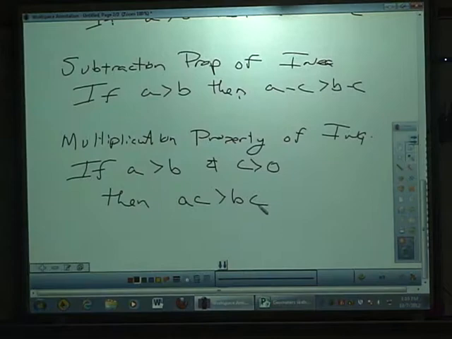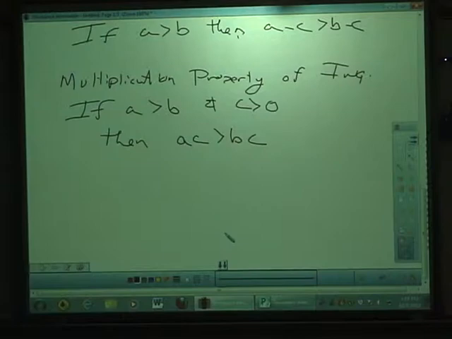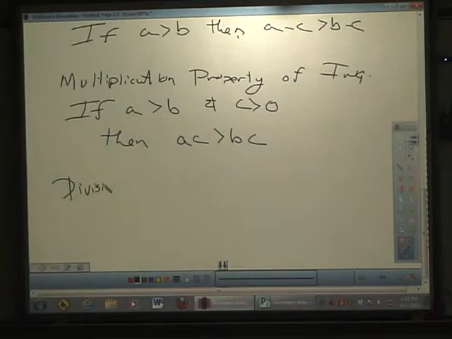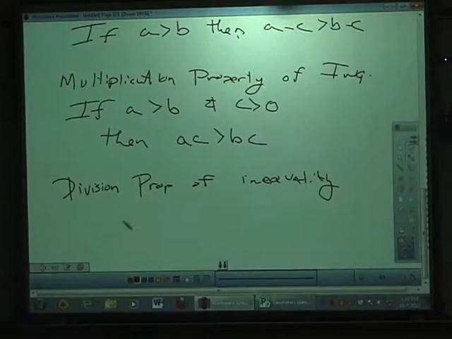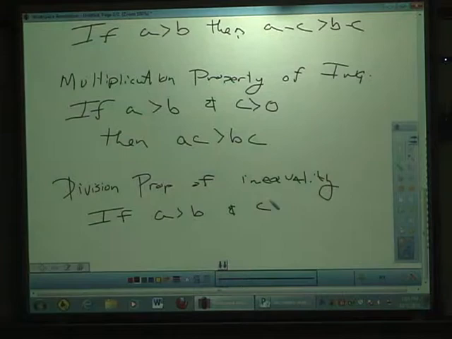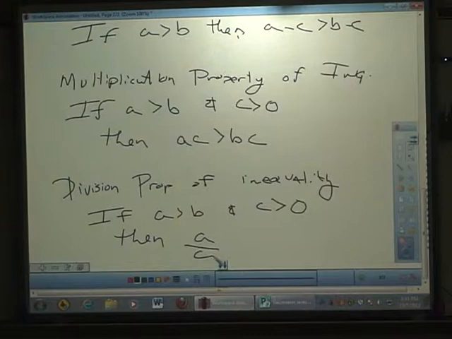And the same thing is also true of division, for exactly the same reasons. So the division property of inequality, and I don't know why I'm writing it differently each time, it just seems like it's working. If A is greater than B, and C is greater than zero, then A over C is greater than B over C.